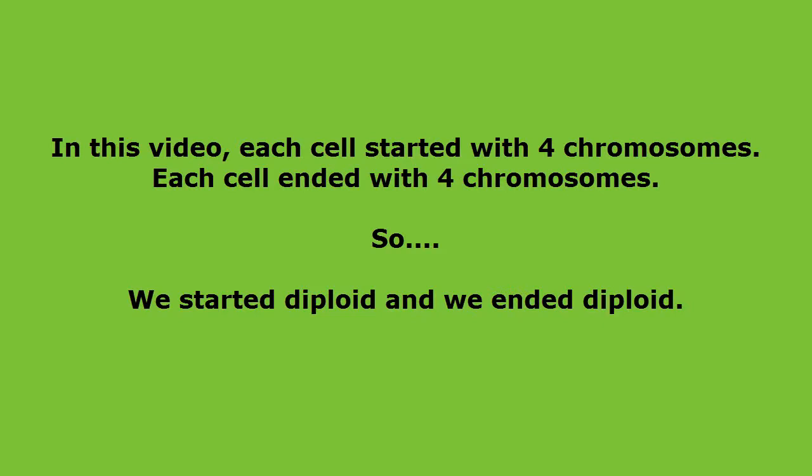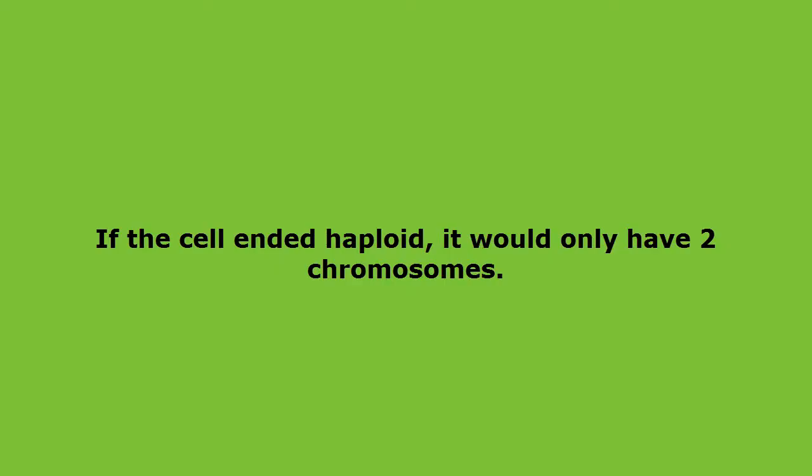Therefore, our cell started out diploid with double the amount of DNA, or the normal for that cell amount of DNA. And we also ended up diploid because we made identical copies of the cells that we started with. If we had ended haploid, we would have cut the amount of chromosomes per cell into 2. And that's what will happen in meiosis. Right now, remember, we're looking at mitosis.